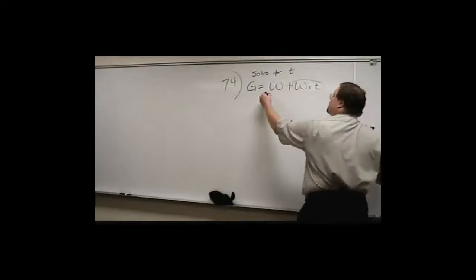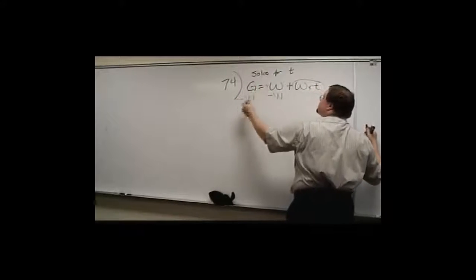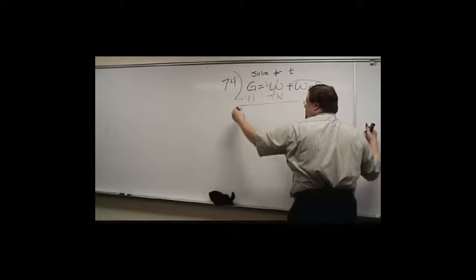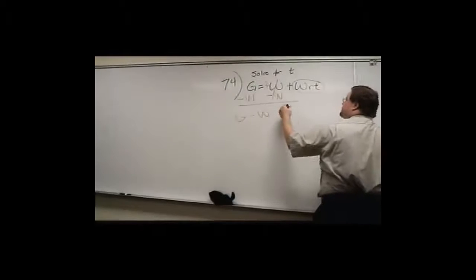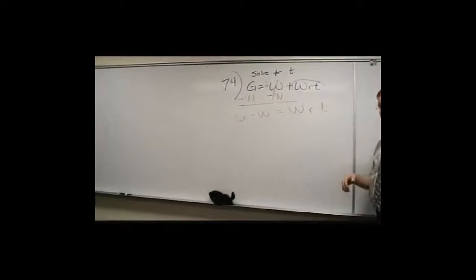So I take away W from both sides, because the opposite of plus W is subtraction. So this cancels out. And then I have G minus W equals WRT. Well, obviously it's illegal to have two wives or two husbands, so therefore T is going to be in trouble. They both are going to want to leave the T.